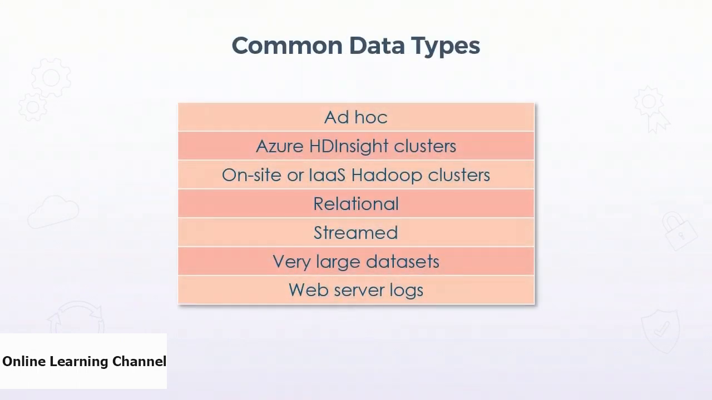Now, Data Lake Gen 2 can be used to store lots of different kinds of data, and some of the common data types are things like simple ad hoc data storage, or even the storage of an entire Azure HDInsight cluster. Data Lake Gen 2 can even be used to store Hadoop clusters either from the cloud or on site. And while there might be some more efficient sources for it, Data Lake can be used to store massive amounts of relational data too. Even stream data can be stored in Data Lake. But at the end of the day, Data Lake is generally about storing very large data sets. And one last case that's sometimes overlooked is the storage and continual update of web server logs. Blobs are great for that, and Data Lake extends blobs to the extreme.